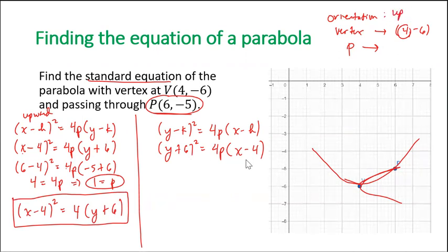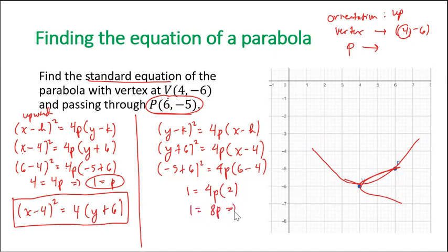But if it opens to the right, then we have to use this particular equation and substitute (6, -5). So in this case, we have (-5 + 6) squared is equal to 4 times p times the quantity (6 - 4). So this is going to be 1 squared, which is 1. And then we have 4 times p times 6 - 4, which is 2. So we have 1 is equal to 8p, which implies that p is equal to 1/8.